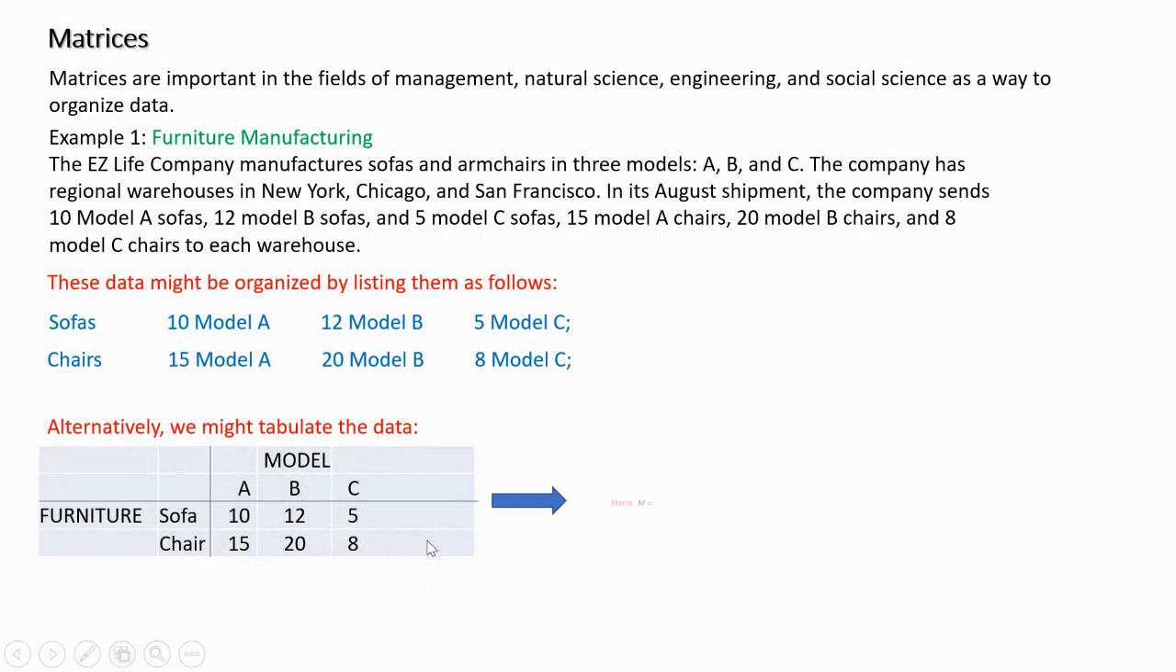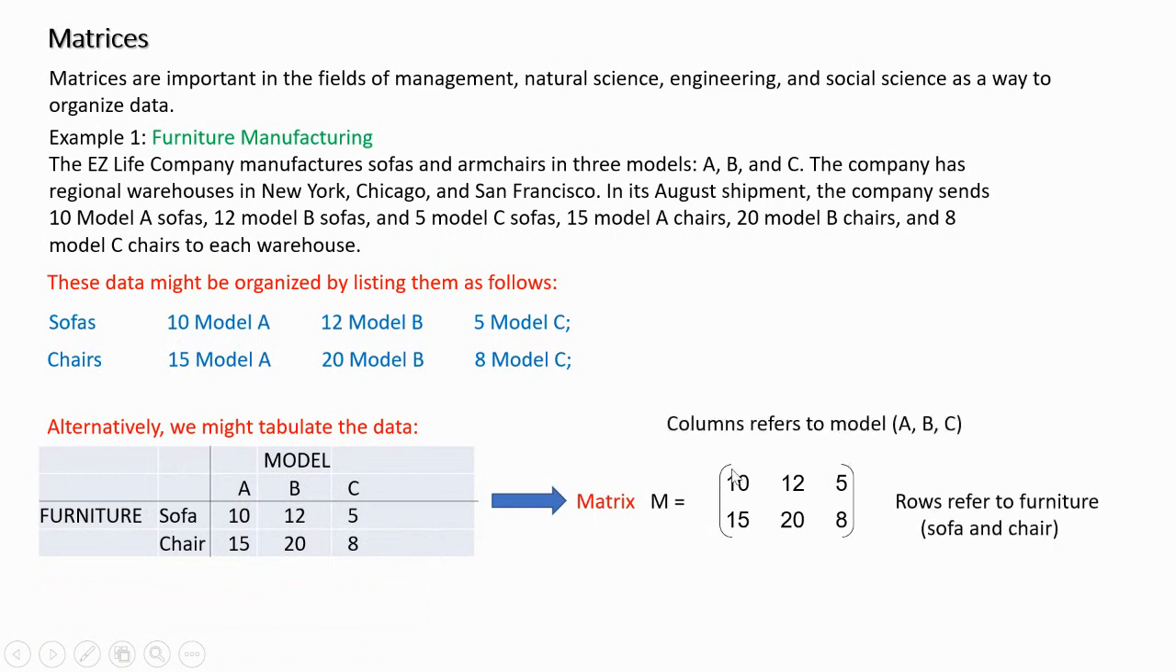And also it can be done in a matrix. For example, this is in a matrix. The rows refer to the furniture, and the columns refer to the model, which is A, B, and C. For this chapter, everything's going to be done in matrices. So example 1 can be written in all these 3 forms, but we're going to concentrate on matrices in this form here at the bottom.